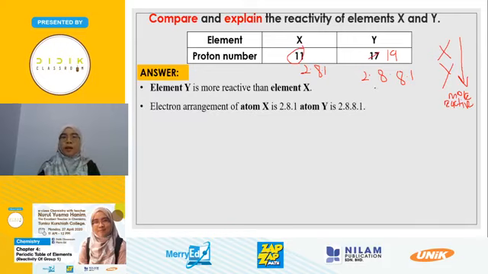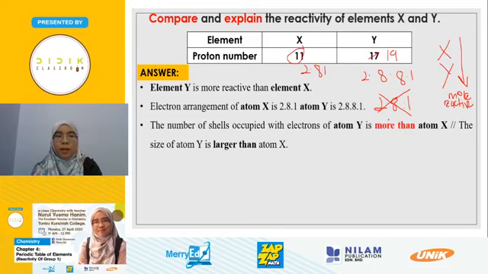Next, we mention the electron arrangement. The electron arrangement of atom X is 2.8.1 and atom Y is 2.8.8.1. When you write electron arrangement, never write it in ratio form. Sometimes students love to write in ratio form, which is wrong. I repeat, don't write electron arrangement in ratio form. Then, the number of shells occupied with electrons of atom Y is more than atom X, or we can say that the size of atom Y is larger than atom X.